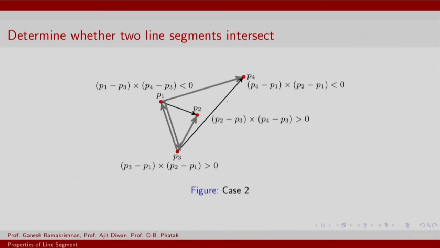One can also consider the case where P3 and P4 are on opposite sides of the line P1, P2, whereas P1 and P2 are on the same side of the line P3 and P4. In such a case, yes, the lines do intersect, but the line segments do not.